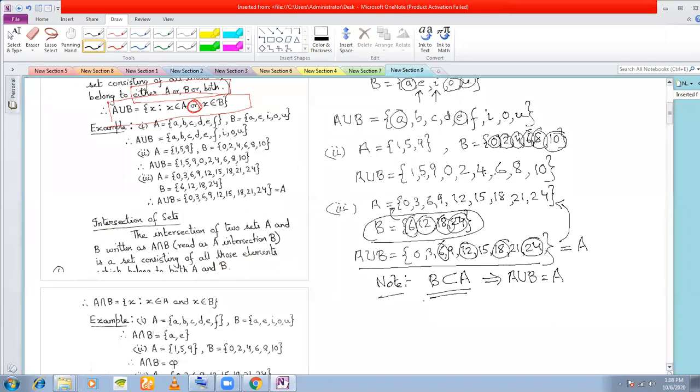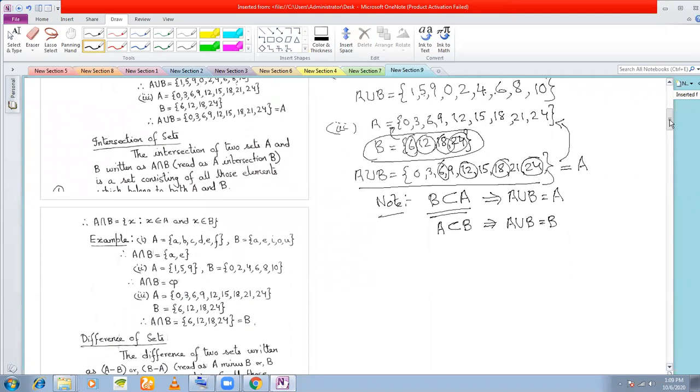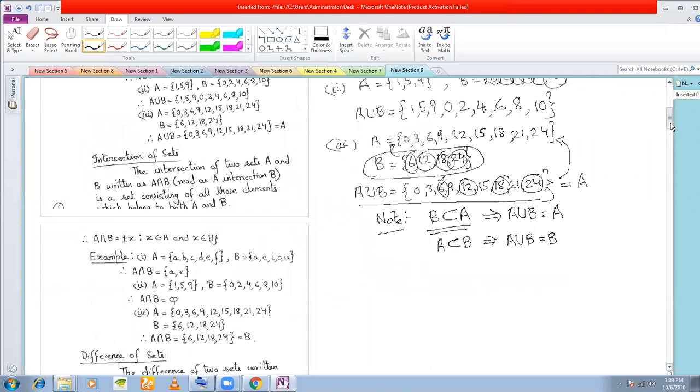Also, when you reach higher classes, you'll actually be required to remember this: if A is a subset of B, then A union B must be equal to B in a very similar manner. So that was a very interesting observation. No need to remember, just take a note of it.